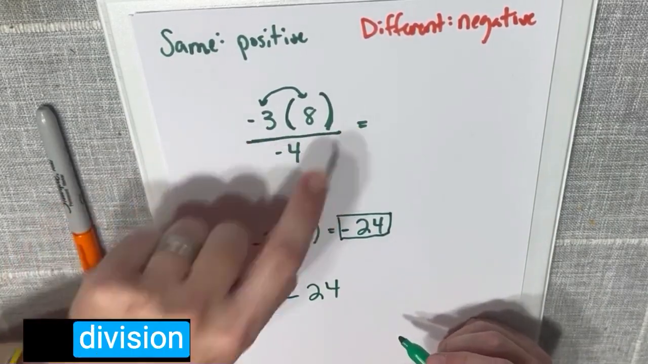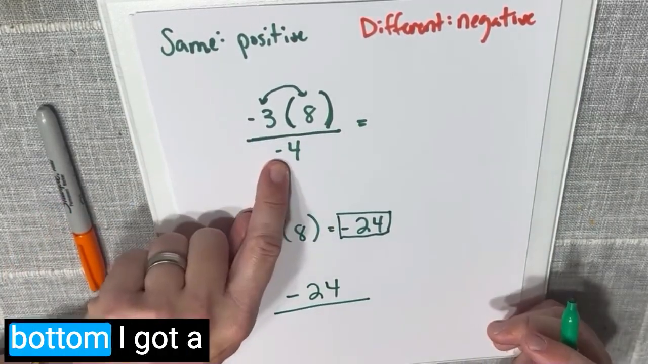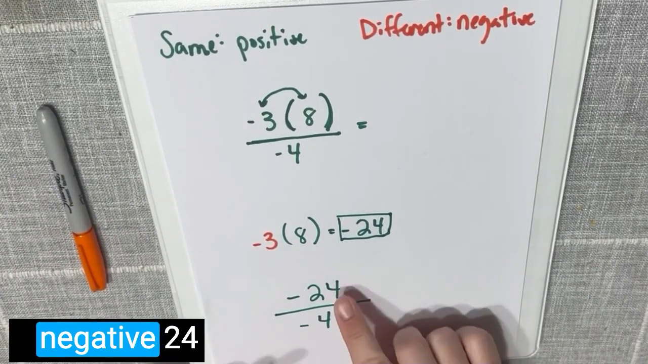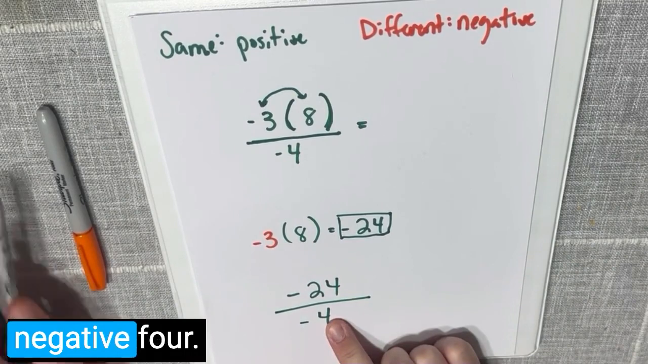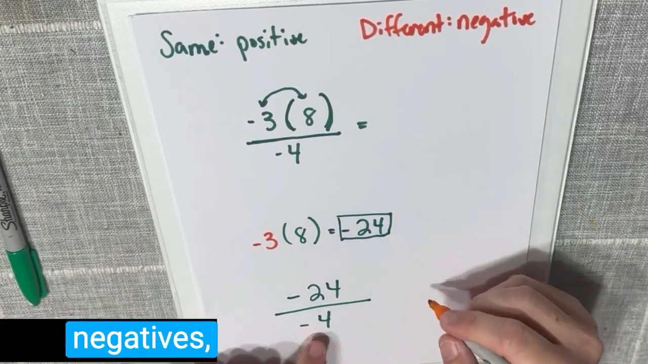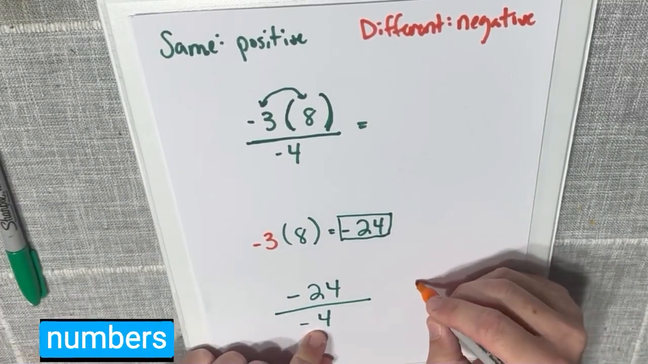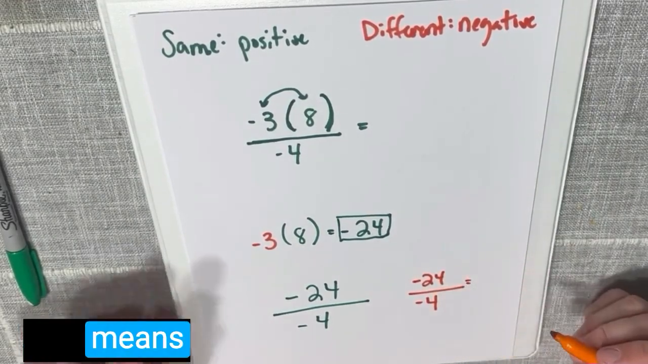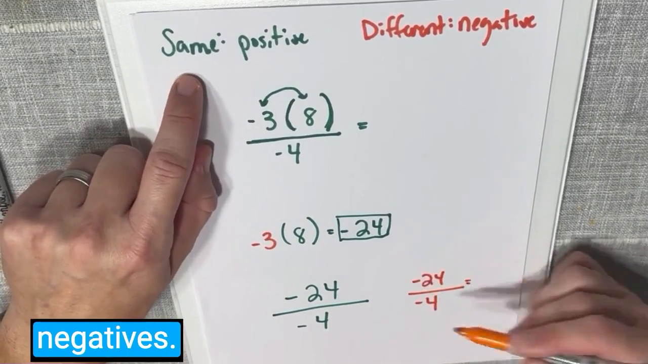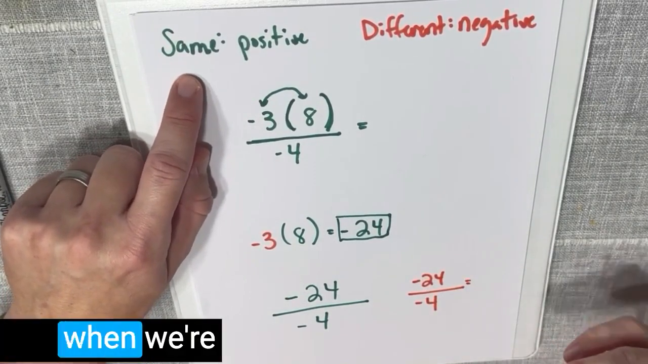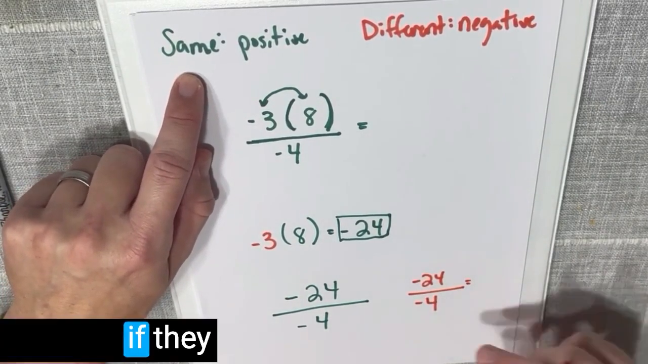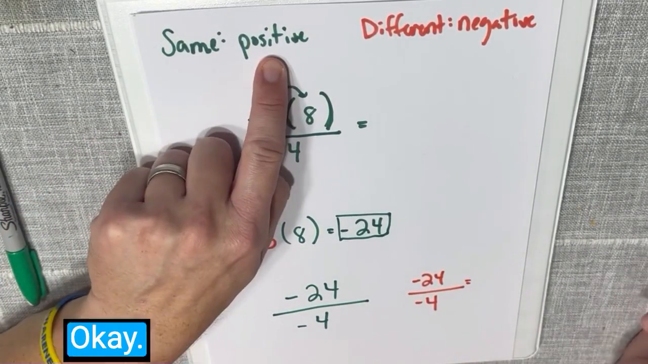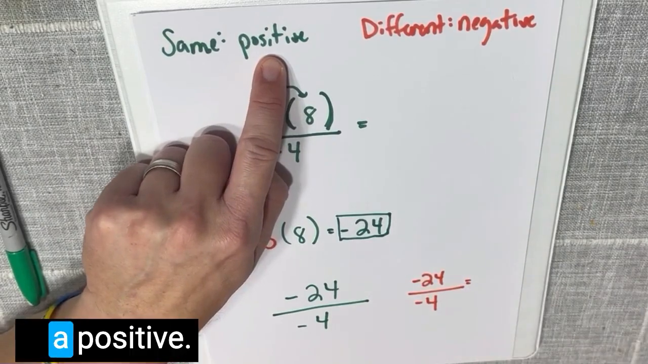Now I've got my division bar there. I'm going to write that. And then at the bottom, I've got a negative 4. So what we have right here is a negative 24 divided by a negative 4. Since they're both negatives, we said we're going to write all our negative numbers in orange. So when we look at here, because they have the same color, that means they have the same sign. They're both negatives. So what we said is, when we're multiplying or dividing integers, if they have the same sign, the answer always comes out positive, because a negative divided by a negative is a positive.